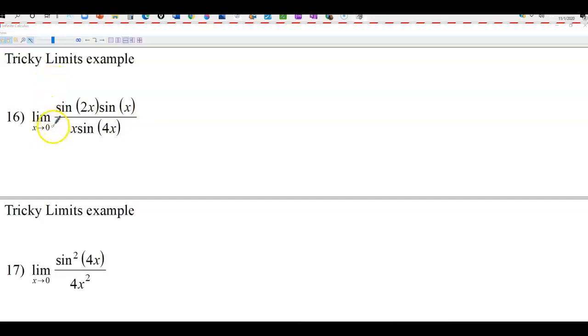Now, let's go ahead and see what would happen. So first of all, if I did direct substitution, I'm going to get sine of 0 times sine of 0. Now, both of those are 0, so you basically just end up with 0 on the top. And then you're going to plug in 0 for x here and 0 for x here. So that's 0 times 0, which is 0 here.